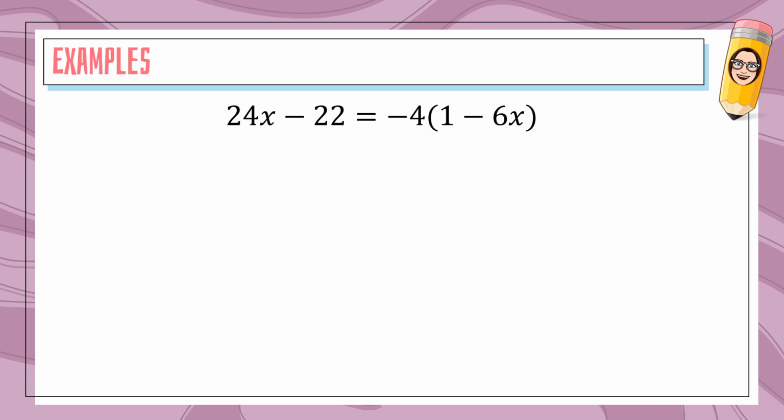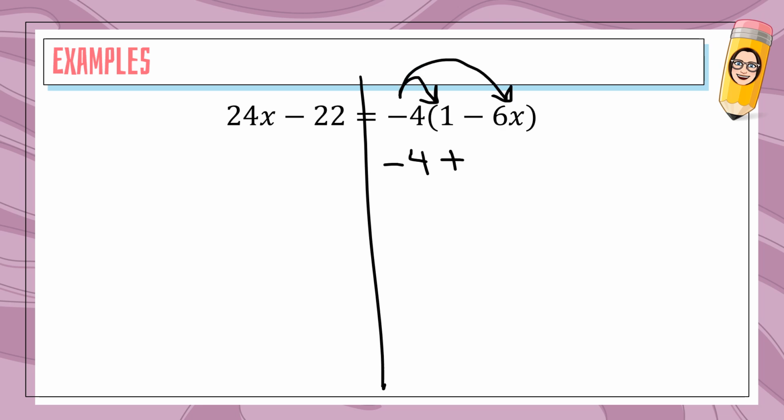All right, it's our last one in this section. Oh my goodness. All right, draw your line. Step 1, distribute. Negative 4. Positive 24x. Please make that positive stand out because a negative times a negative is a positive.